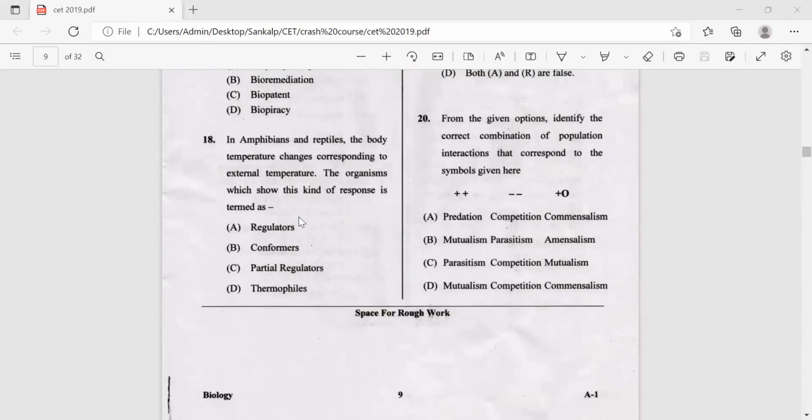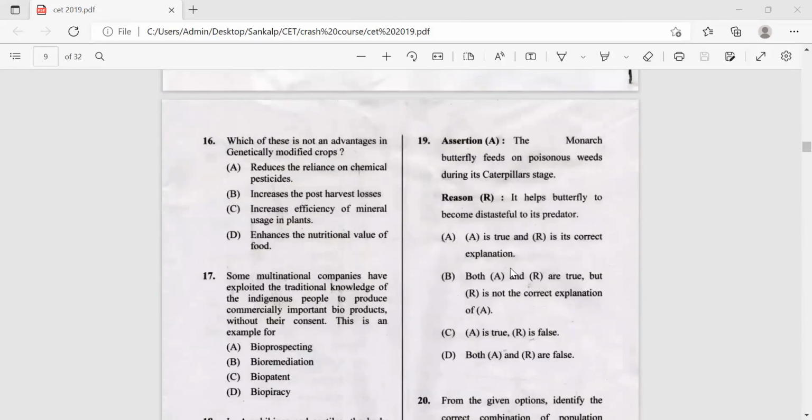18th question. In amphibians and reptiles, the body temperature changes corresponding to the external temperature. The organism which shows such kind of response is termed as: A, regulators; B, conformers; C, partial regulators; D, thermophiles. Janvi answered option B, Navya option B, Tasmia option C, Kirtana option B, Vani option C. Okay, so the right answer of the 18th question is option B, that is conformers. 19th question, assertion: the monarch butterfly feeds on poisonous weeds during its caterpillar stage. Reason: it helps the butterfly to become distasteful to its predators. Options A, B, C and D. Read by yourself and then answer.